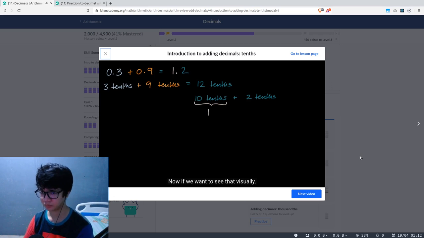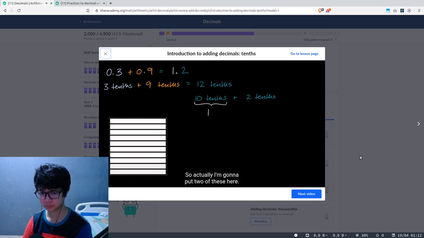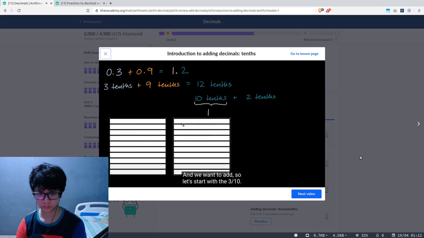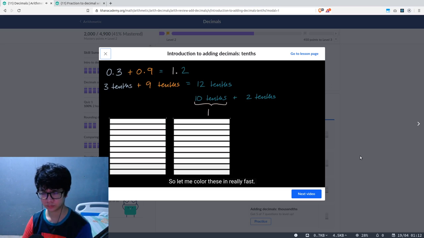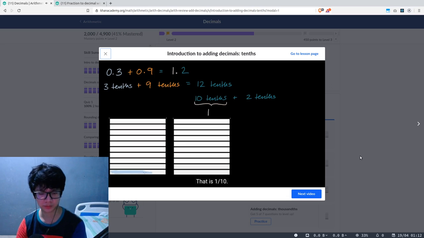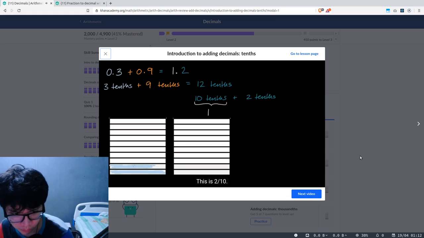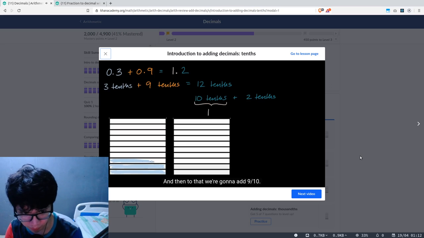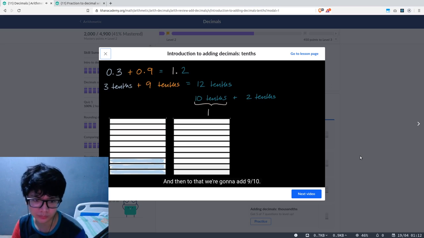Now, if we want to see that visually, let's get our diagram out again. So actually, I'm going to put two of these here. So one, and then a second one. And we want to add, so let's start with the 3 tenths. So let me color these in really fast. So use that light blue color. So that is 1 tenth. This is 2 tenths. And this is 3 tenths. And then to that, we're going to add 9 tenths.